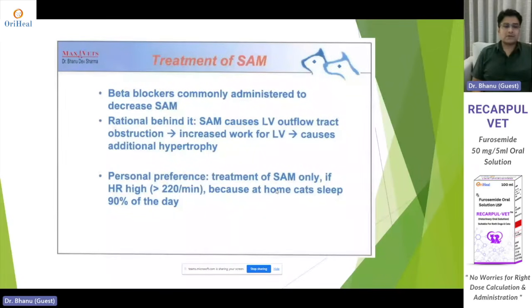So whether to use atenolol or not, consider the heart rate at rest. You tell the owners how to check it, and if it is consistently going above 220 per minute, only then think about rate control medicines, where you can use atenolol, but heart rate here is important.